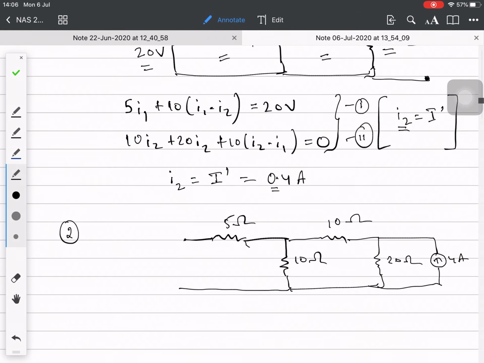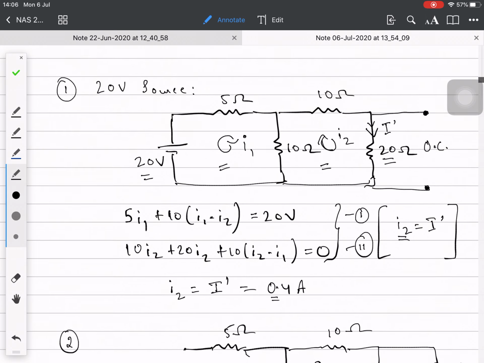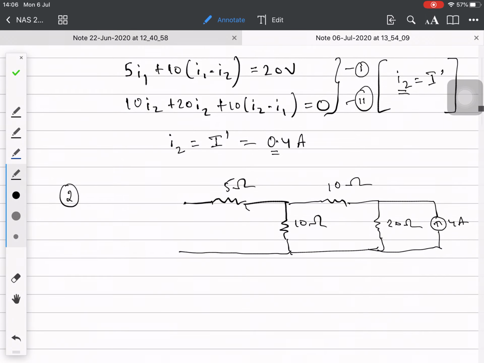Now how do we remove the voltage source? This voltage source, we will have to replace it with its internal resistance. Its internal resistance here is 0. So the voltage source will be replaced with a short circuit. So it will be something like this, right?